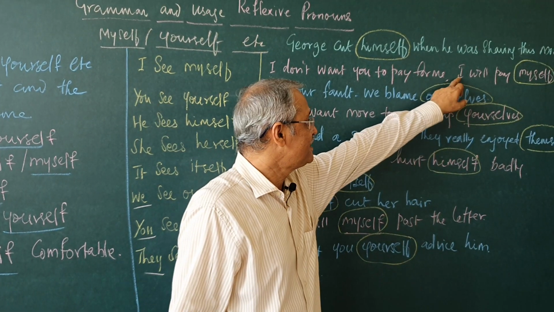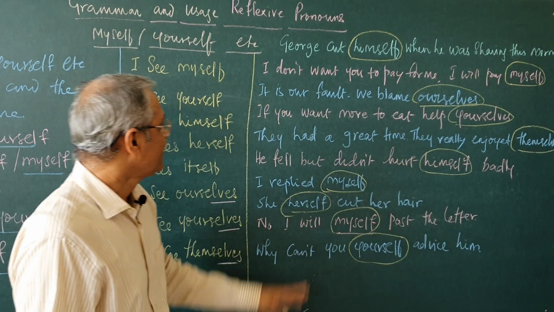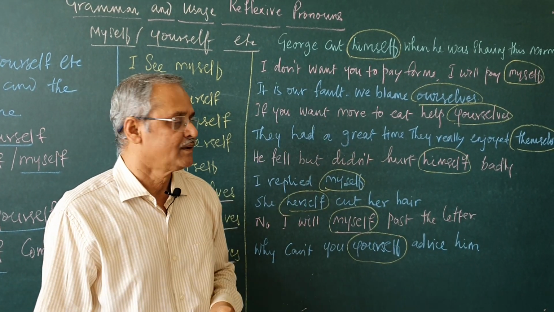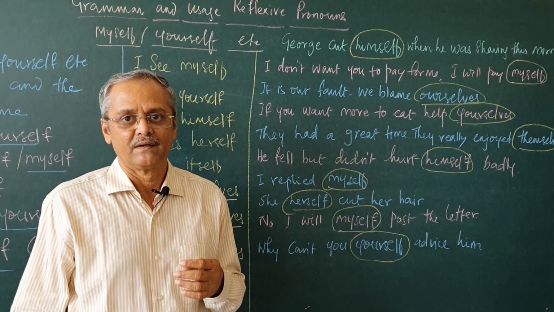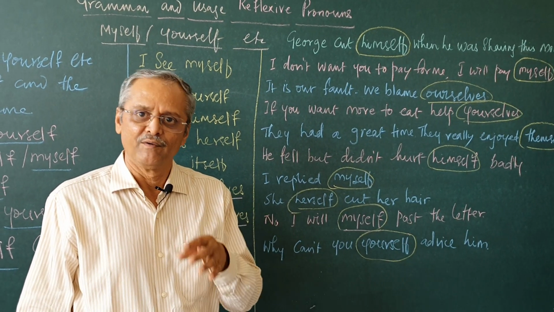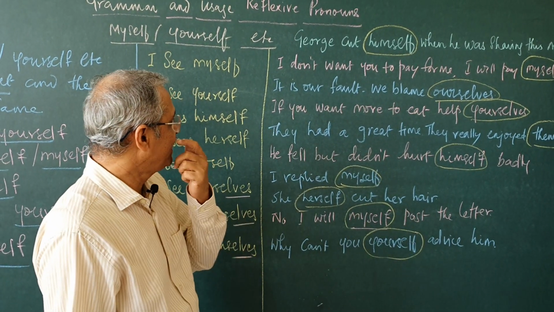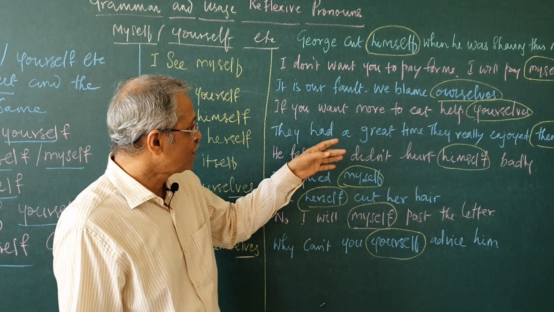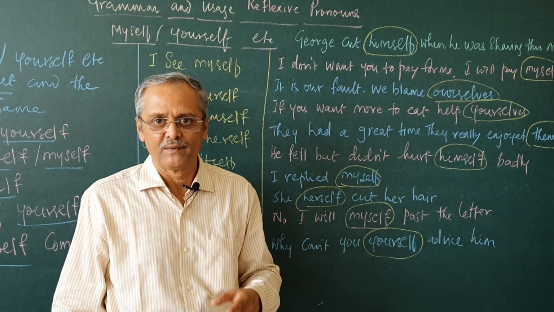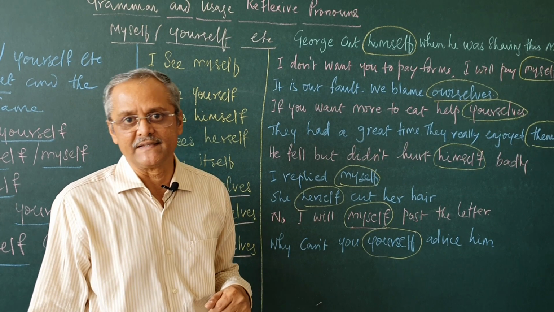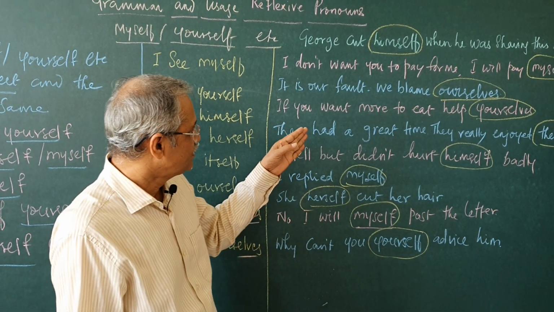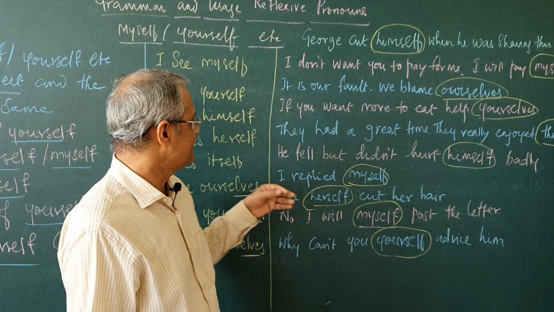Here the subject and the object are the same. It is our fault. We blame ourselves. It is utterly our fault. So, we blame ourselves. We do not want to blame anybody else. If you want more to eat, help yourself. You only go and get it yourself. So, if you all want more to eat, help yourselves.